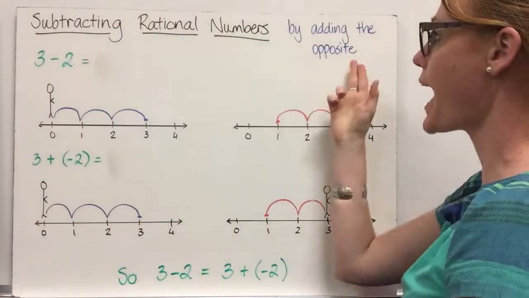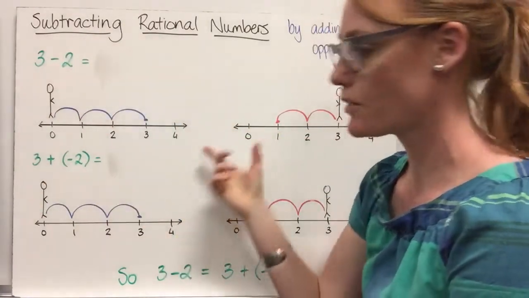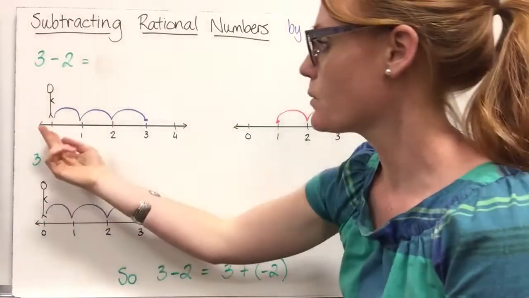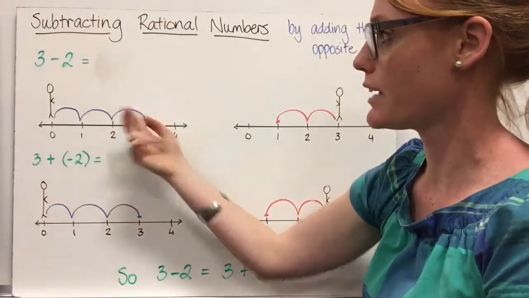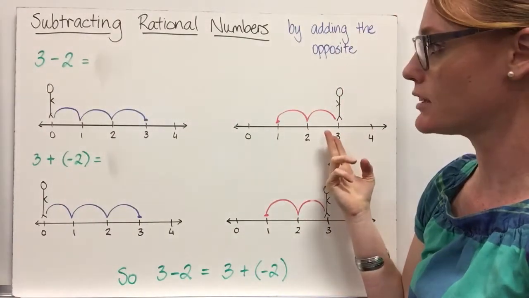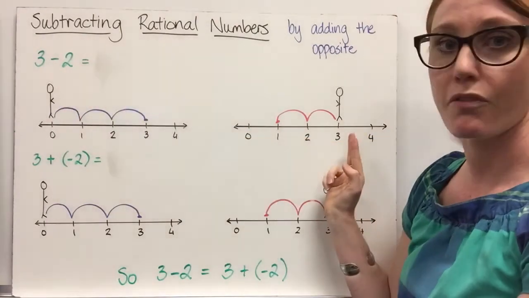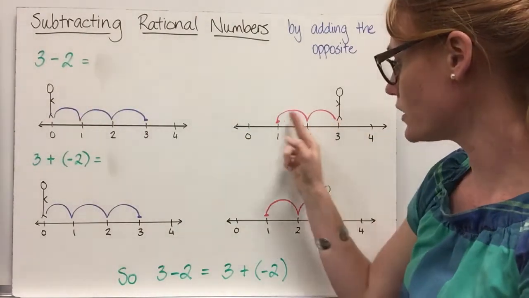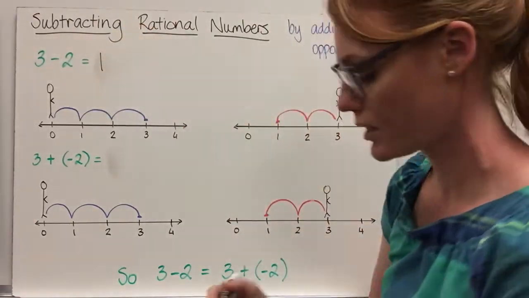Subtracting rational numbers by adding the opposite. So 3 subtract 2. Let's have a look at that on our number line model. We start at 0, and we're going to go +3 first. 1, 2, 3. And because we are subtracting, he's going to turn around and face the opposite direction, and we're subtracting a positive number, 2. So he's going to walk forwards 2 spaces now. 1, 2, which brings us to 1. 3 subtract 2 is 1.